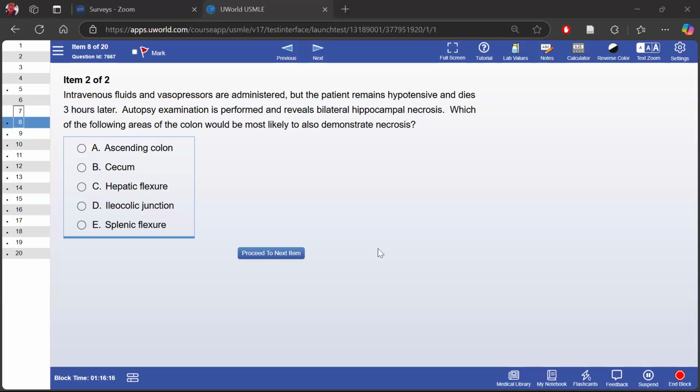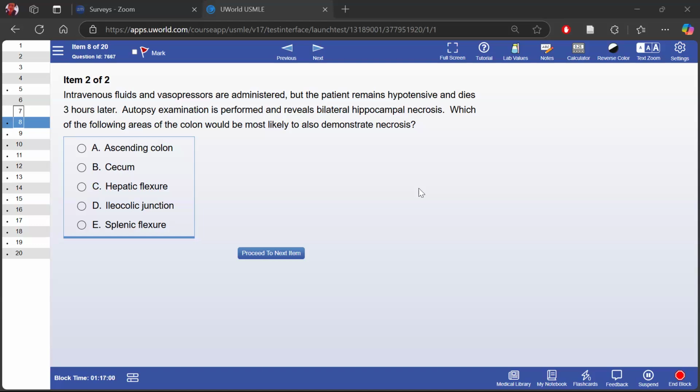There we go. 30 seconds remaining. Five, four, three, two, and one.